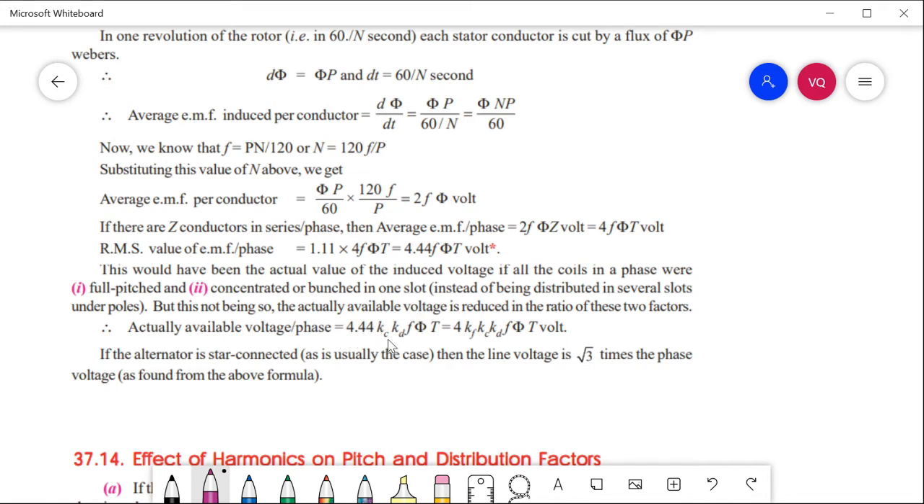4.44 KP KD flux multiplied by frequency times number of turns. So if the alternator is star connected, as is usually the case, then line voltage is square root of 3 times the phase voltage in star. So iba naman sa delta, kasi yung delta, yung current ang mag-i-square root of 3.